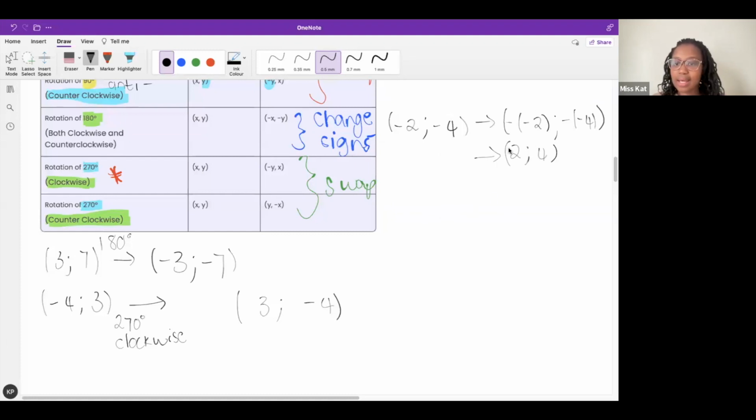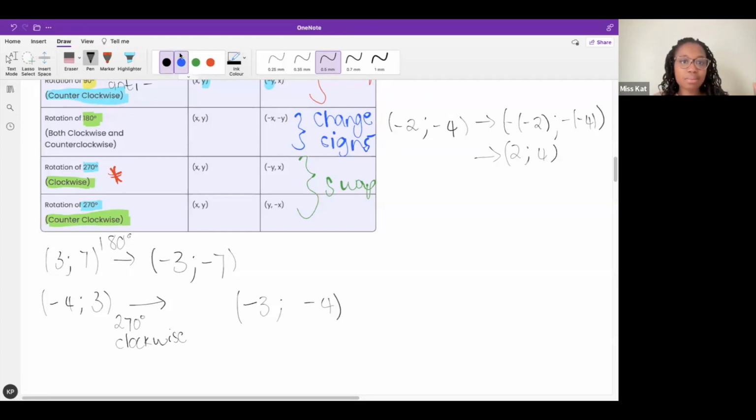Yes, Setabile. So your arm just went up. Ma'am, why change signs? Y changes signs. So which one is our Y? Y is 3. So then 3 becomes negative. Beautiful. And we're done. We've done the rotation.